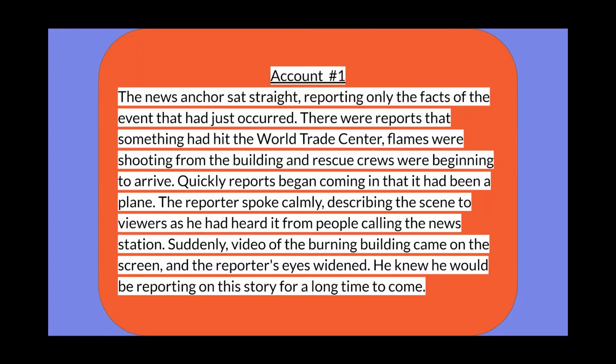All right, hit pause if you want to reread that. Really figure out what point of view it's written in. Look for your clue words and then decide if it's first-hand account or second-hand account in your graphic organizer. Hit pause if you're going to do that now. All right, so let's look at our second passage.